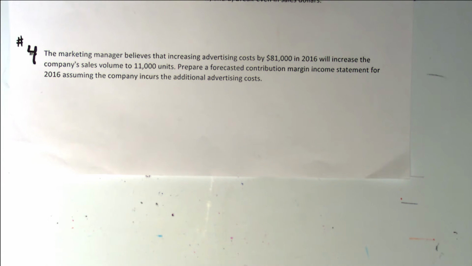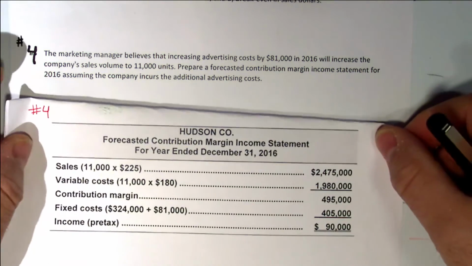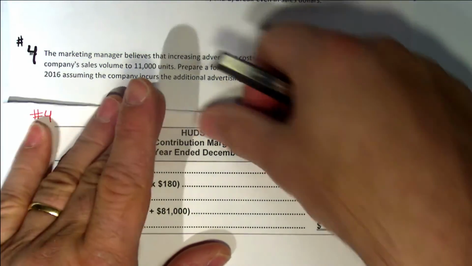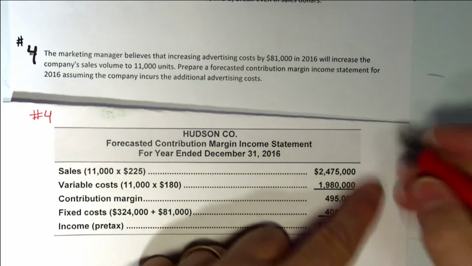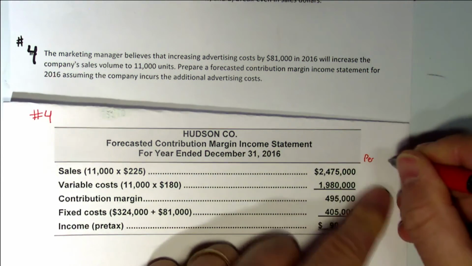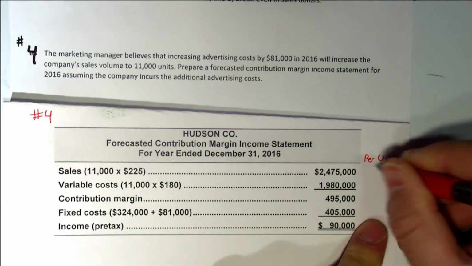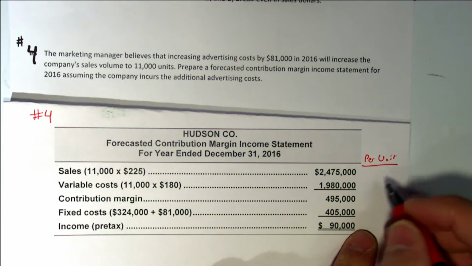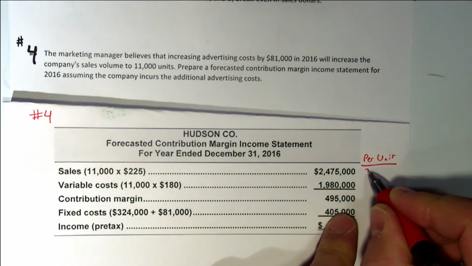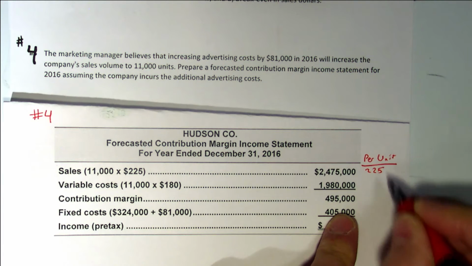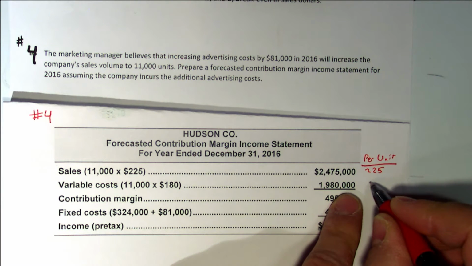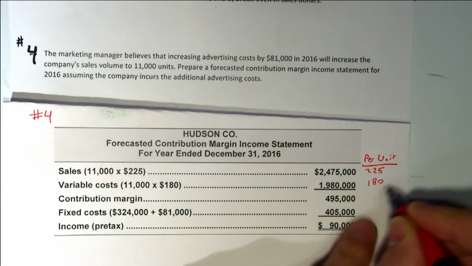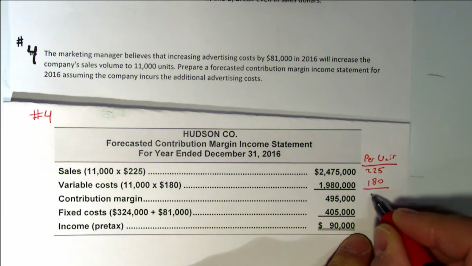Let's take a look at that. Hold on one second. This is our answer. Okay? Our new, let's do our per units over here. Our new per unit is, well, this stays at 225, doesn't it? Okay. And this actually stays at 180, doesn't it? And so this stays at 45.